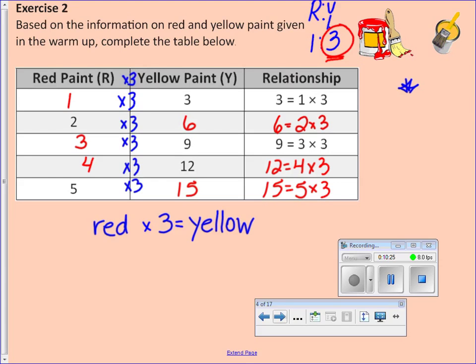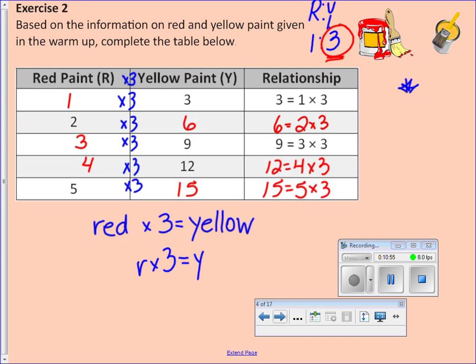Now, that's a lot of letters, and I don't want to keep writing that all the time. Can I abbreviate that somehow? What can I use instead of red? What do you want to use? Take a guess. Yeah, but I wouldn't know what that means. What would be a better idea? Just use R. So R times 3 equals Y.